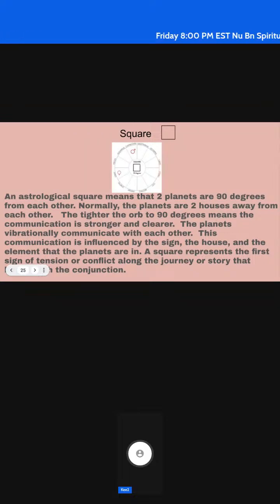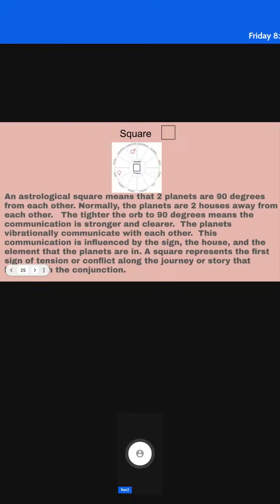An astrological square means that two planets are 90 degrees from each other. Normally, the planets are two houses away from each other. The tighter the orb to 90 degrees means the communication is stronger and clearer.